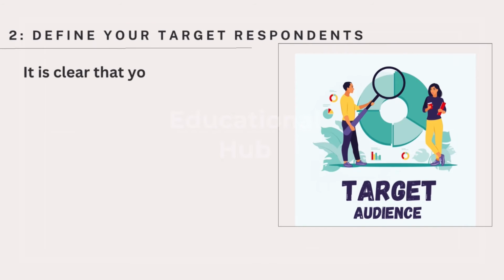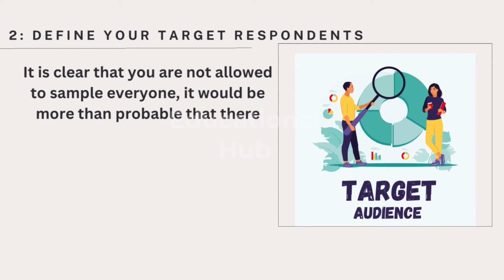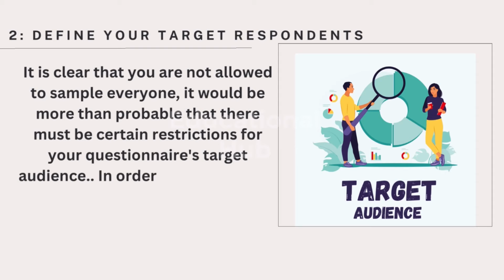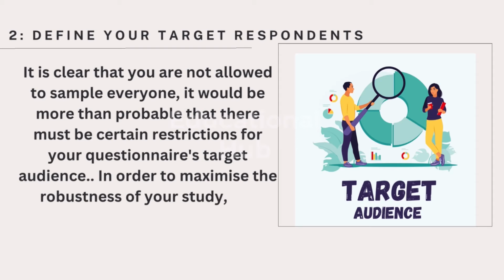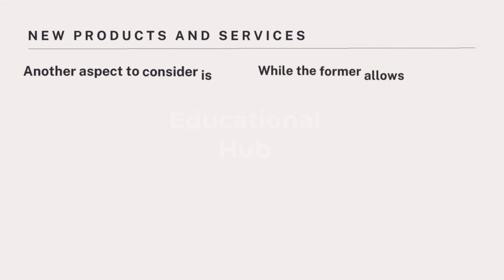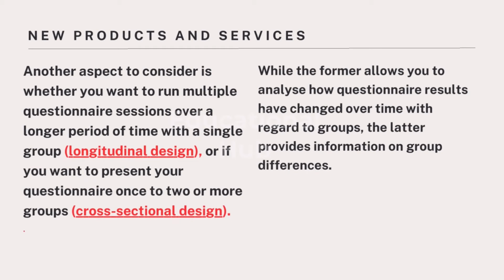2. Define your target respondents. It is clear that you are not able to sample everyone. It is more than probable that there must be certain restrictions for your questionnaire's target audience. In order to maximize the robustness of your study, the selection of groups is a key factor. Another aspect to consider is whether you want to run multiple questionnaire sessions over a longer period of time with a single group, longitudinal design, or if you want to present your questionnaire once to 2 or more groups, cross-sectional design. While the former allows you to analyze how questionnaire results have changed over time with regard to groups, the latter provides information on group differences.